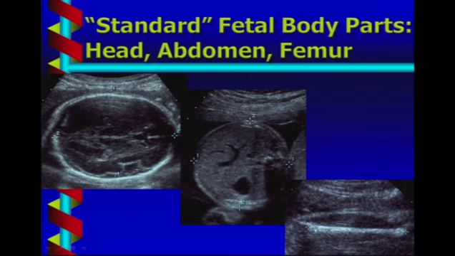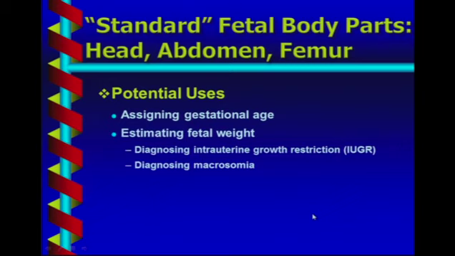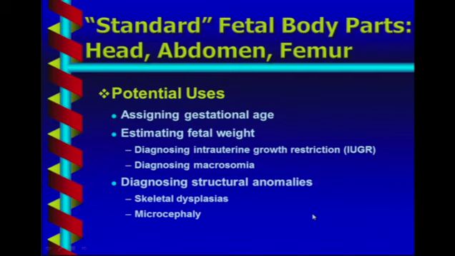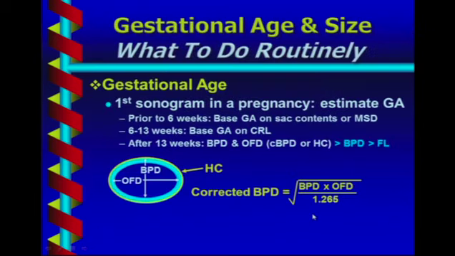And the measurement of the femur, you want to see a nice clear-cut bone with clear-cut edges. So what are the potential uses? Assigning gestational age, estimating fetal weight to diagnose fetal size problems, diagnosing structural anomalies such as skeletal dysplasias if the femur is short, microcephaly if the head's small, and screening for aneuploidy. I'm not going to say too much about these other than to say that they play a critical role in the assessment of gestational age and fetal growth. They're extensively studied. Nothing against them. They should be measured routinely in the second and third trimesters.